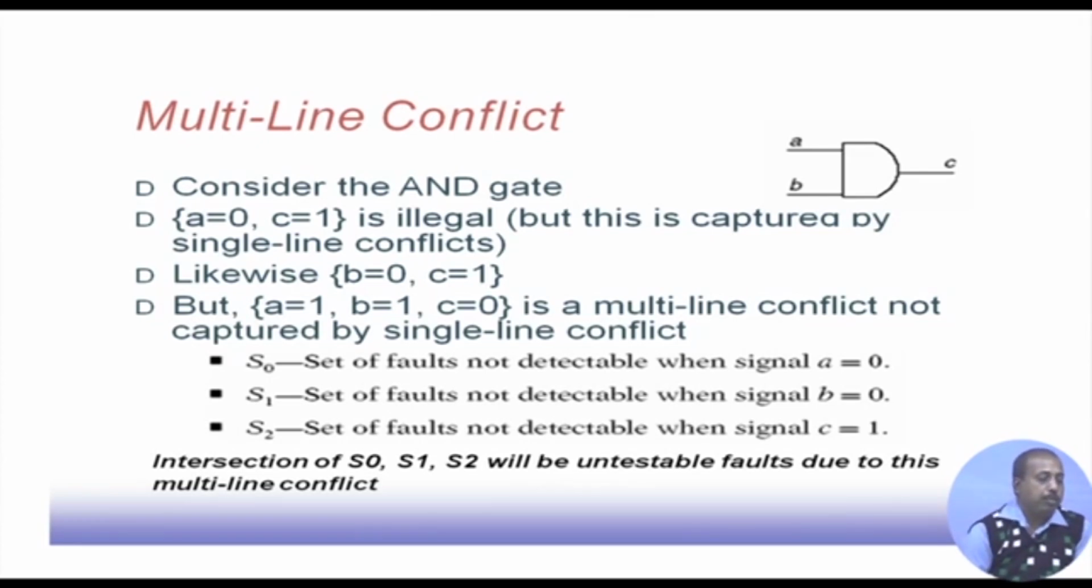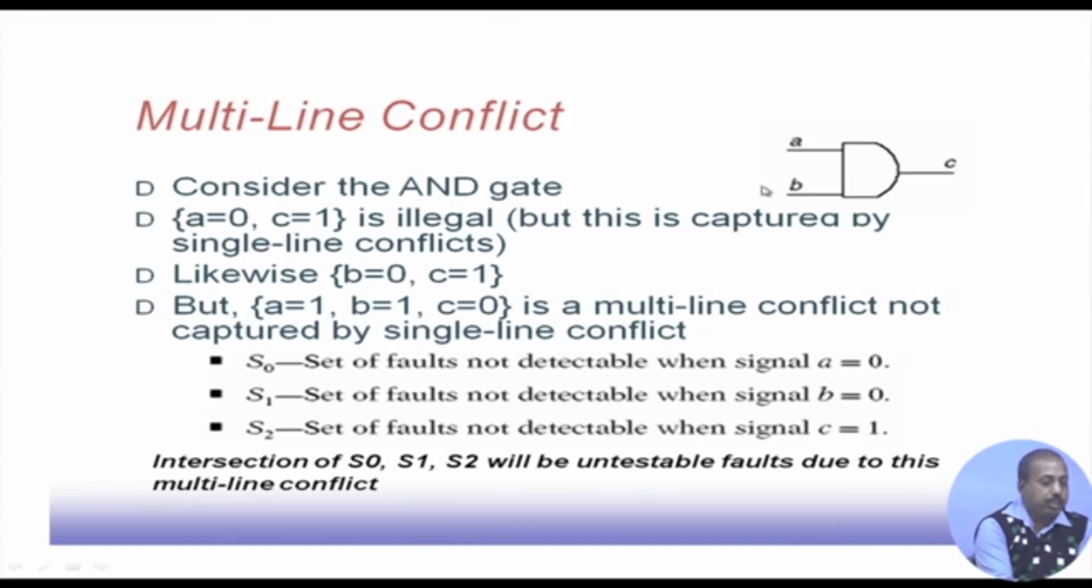Sometimes we need to proceed with multi-line conflict, like this one, say this is an AND gate. A equal to 0, C equal to 1 is illegal, because if I set A equal to 0, I cannot get C equal to 1. If I find the implication of A equal to 0, I will get C equal to 0. So, C equal to 0 and C equal to 1 is a conflict, and it can be found by the single line conflict. On the other hand, B equal to 0, C equal to 1 is also a conflict, because this cannot be done. However, A equal to 1, B equal to 1, C equal to 0 is another case.